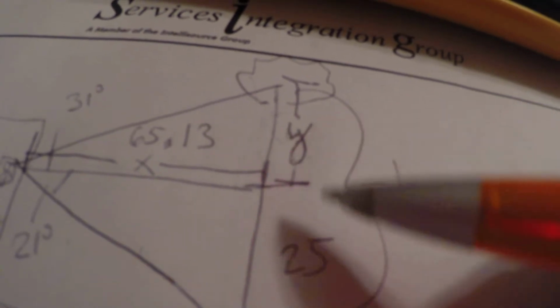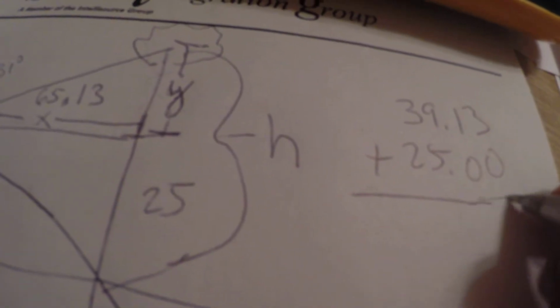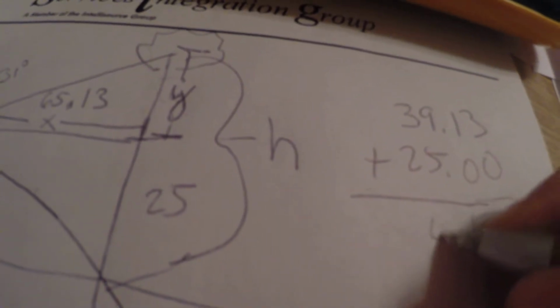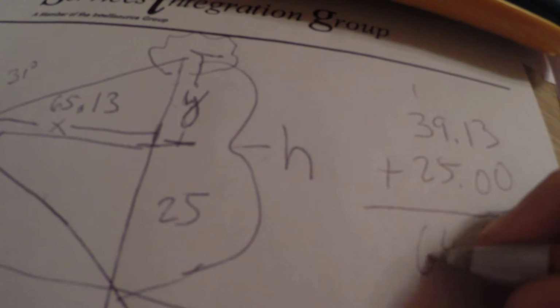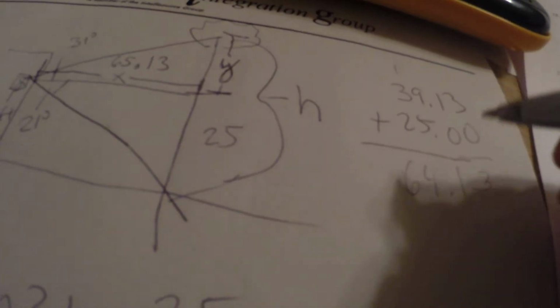So if this part here is 39.13 and this is 25, all I have to do is add the parts together. 0, 0, and solve. So I end up getting 3, 1, 14, carry the 1, 64.13. And if I look at my answer choices, I think B makes the most sense. So make sure that you are always answering your question.